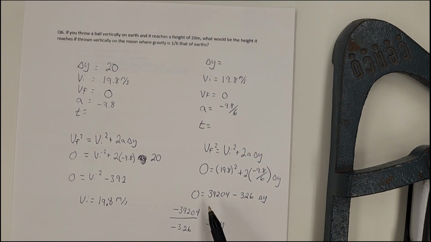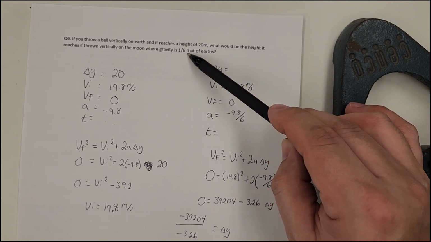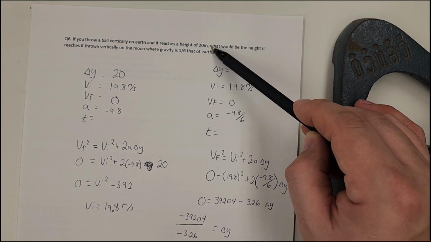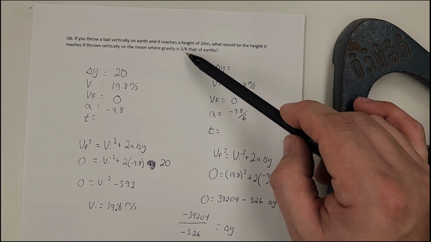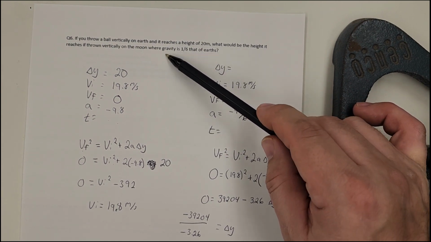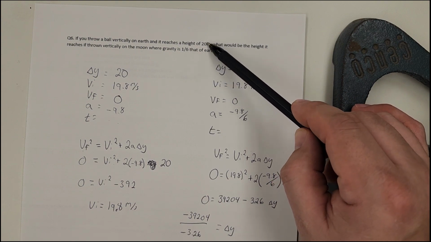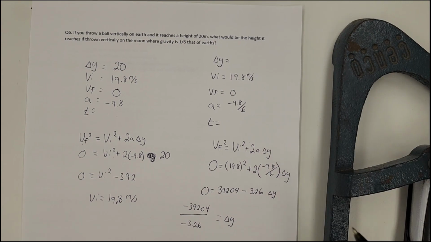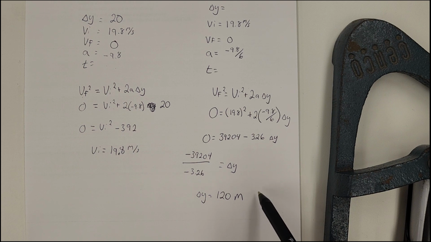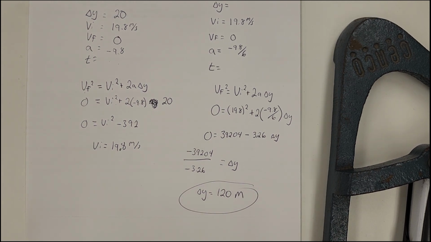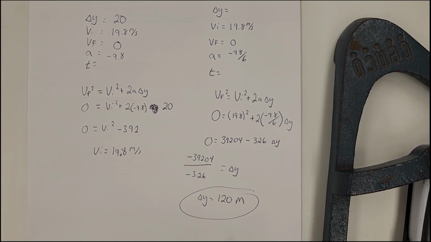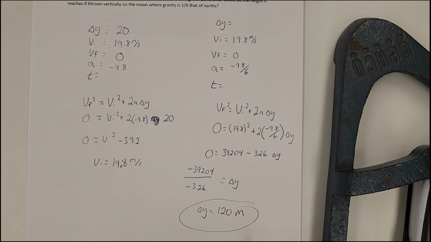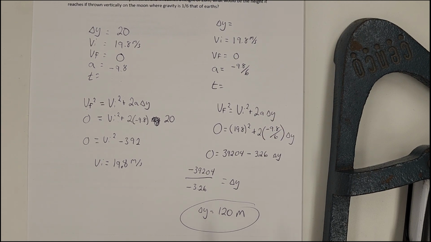Well, if the gravity is 1/6 that of Earth, and this one reached 20 meters, it is likely that the ball will travel 6 times that 20 meters on the moon. And in fact, it does. Okay, we've proven it mathematically. It's a little bit tougher to try and prove it conceptually, but that is the case, that it will travel roughly 6 times as high.